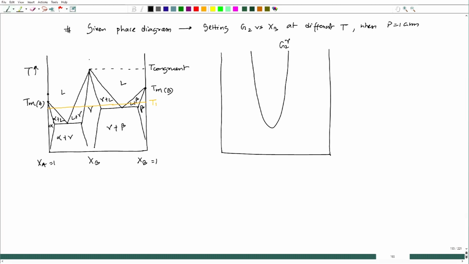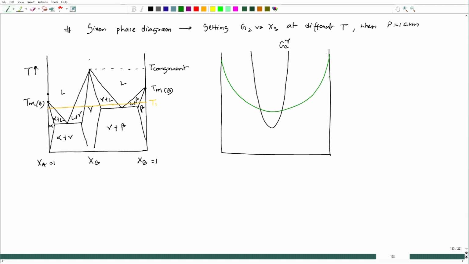Now, for alpha, on the left side will be the alpha phase. Let us say alpha is drawn with green color, or let us say the liquid is drawn with a green color. So, the liquid would be, let us say this is G2 liquid.